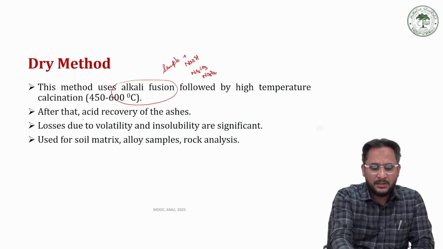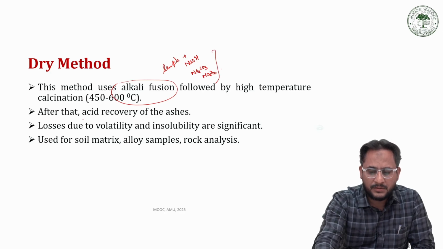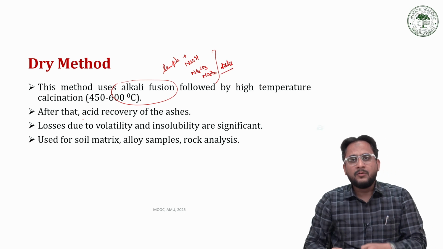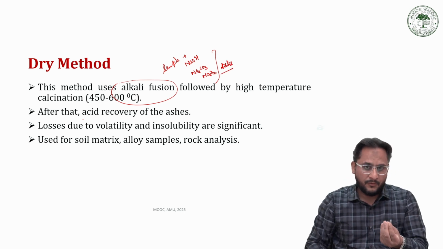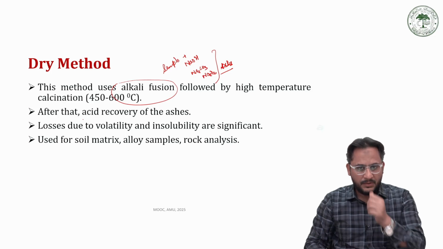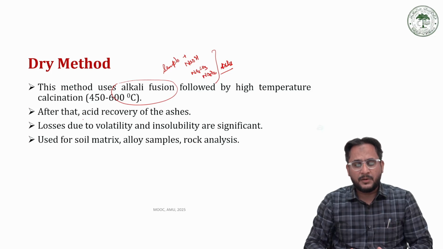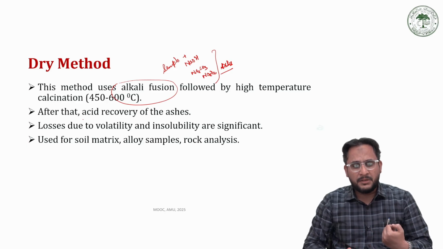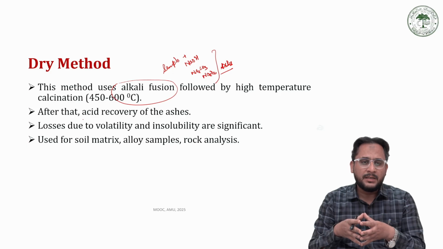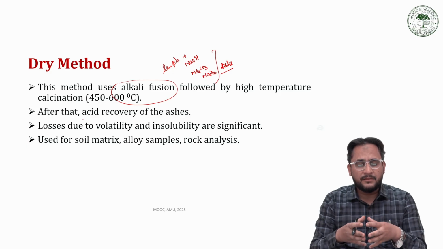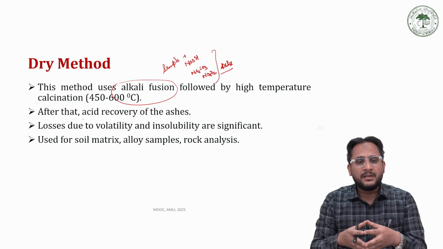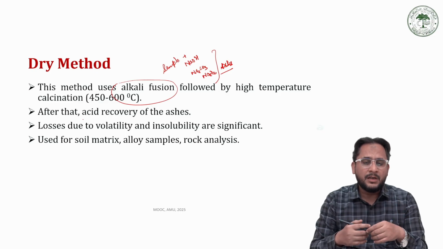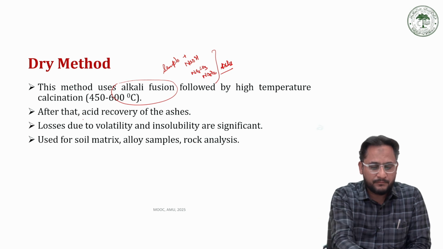This method basically burns the sample into ashes, which are in the form of powder. To those ashes, we add acid, and that acid extracts the elements present in them. Then we filter out the acid, and finally the filtrate is ready for injection into the nebulizer of the ICP OES.